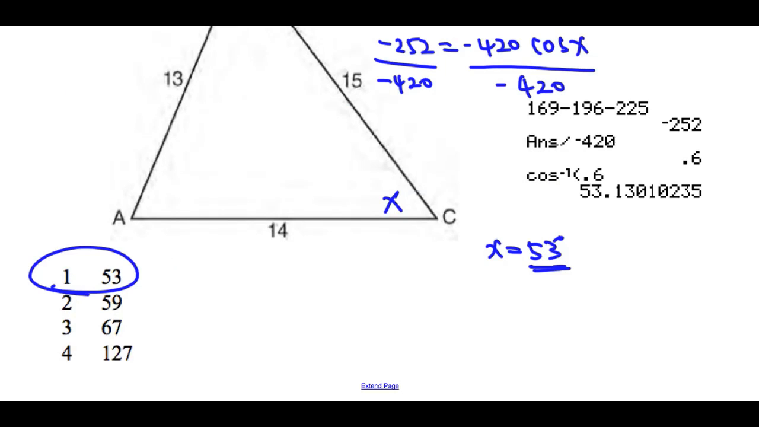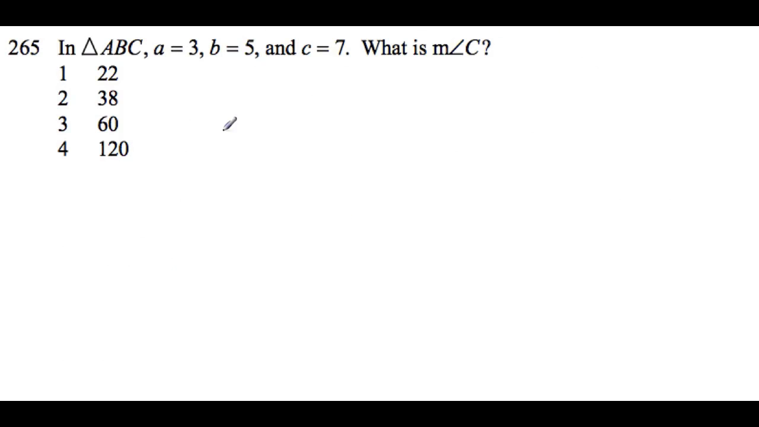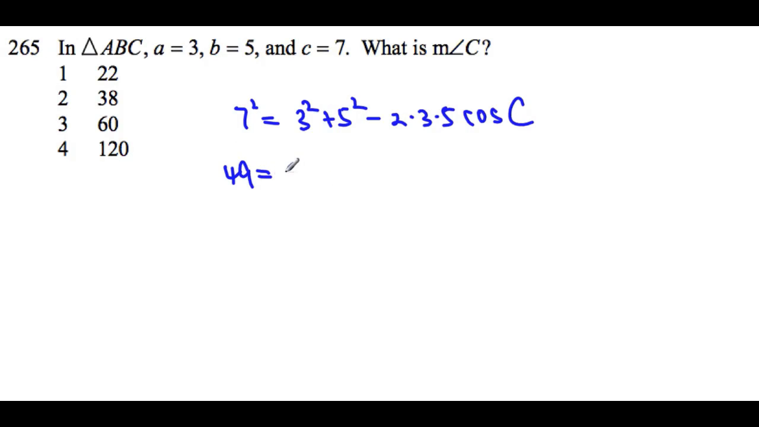All right, let us move on to the next question. Here we have three sides, and then we are looking for the angle. Once again, this has to be law of cosine. Then opposite of angle C, the side C has to be the other side of the equation here. So 7 squared, that's how I'll be starting it. 3 squared plus 5 squared minus 2 times 3 times 5 times cosine of C. Here we get 49, which is equal to 9 plus 25 minus 30 cosine of C.